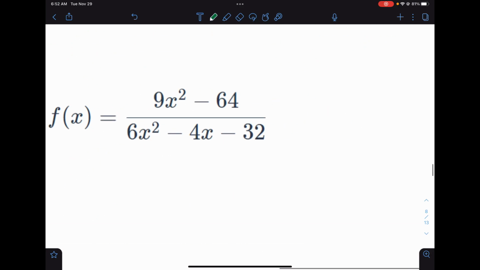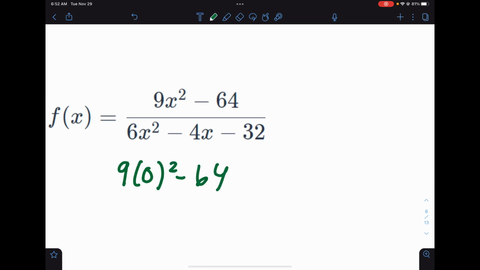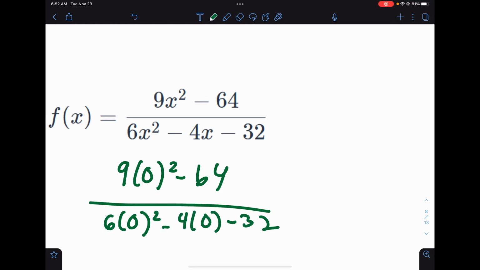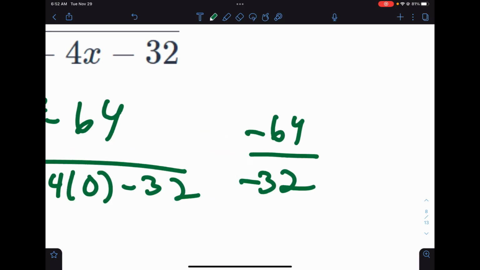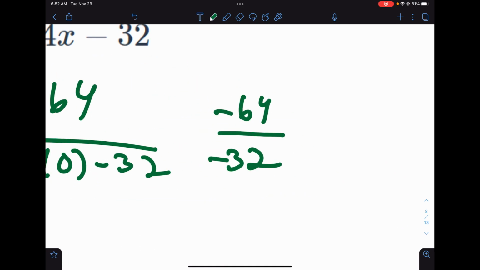All right, again, we plug in 0 for x. So we end up with negative 64 all over negative 32, which we can divide both of those by 8, right? The negatives go away. We get 8 over 4. Oh, I guess, wow, that's literally just 2.